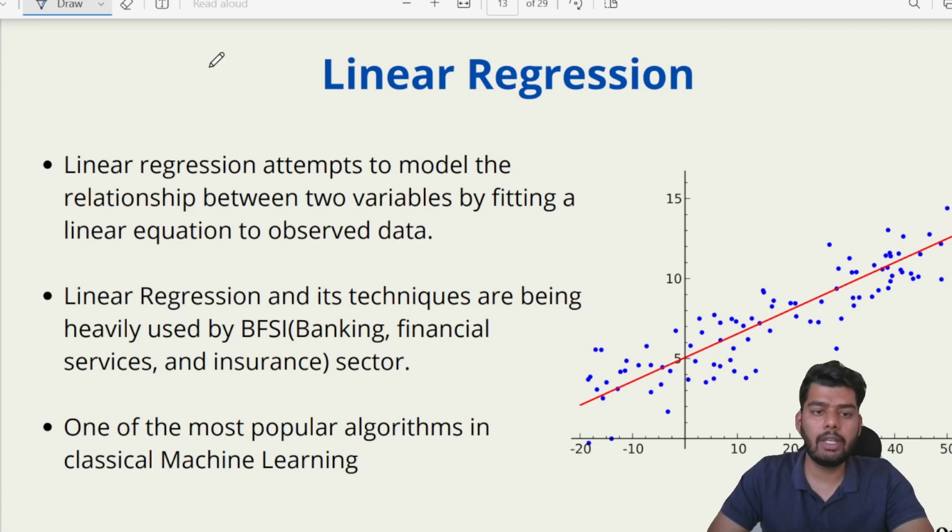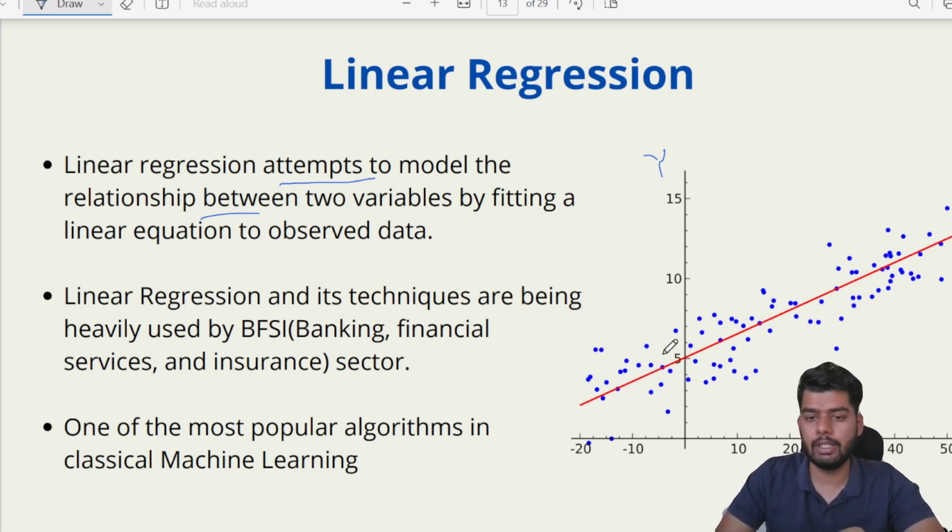So what is simple linear regression? Simple linear regression is a linear model which attempts to model the relationship between two variables by fitting a linear equation. You can see this is one of the examples, in two dimensions, so maybe this is x and this is y. When you plot x and y, you see a linear relationship between the variables. The red line that you are seeing may be one of the best fitted lines, which is able to approximate the behavior of all the points.